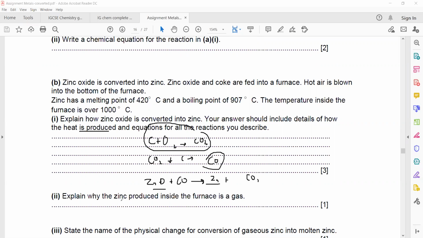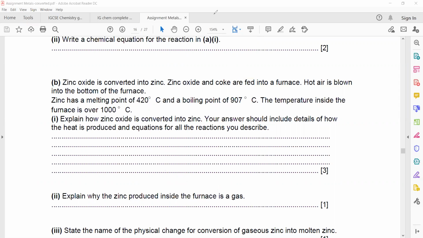Next question: why is the zinc produced inside the furnace a gas? What's the reason why the zinc is produced as a gas? The answer is because the temperature of the furnace is higher than the boiling point of zinc. That's why zinc is produced in a gaseous state.